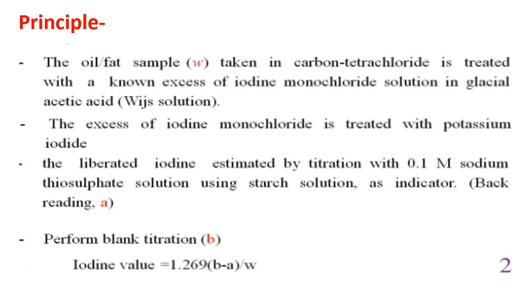Principle: the oil or fat sample taken in carbon tetrachloride is titrated with an excess of iodine monochloride solution in glacial acetic acid. This is known as Wij's solution. The excess of iodine monochloride is treated with potassium iodide. The liberated iodine is estimated by titration with 0.1 molar sodium thiosulfate solution using starch solution as an indicator, and the burette reading is taken, which will be denoted by A. Then perform a blank titration and take the reading, which will be denoted by B.